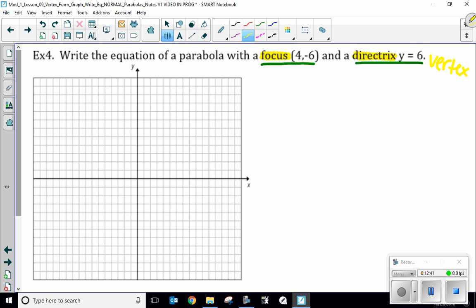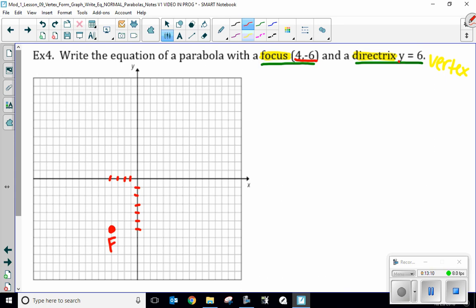If I know 2 of the 3 of them, I can always find out the third one. And we do have 2 of the 3. We have the focus and the directrix. So let's plot these, and you'll have a visual of how easy this is. All right? My focus is at (4, -6). So I go 1, 2, 3, 4, -1, 2, 3, 4, 5, 6. That's my focus.